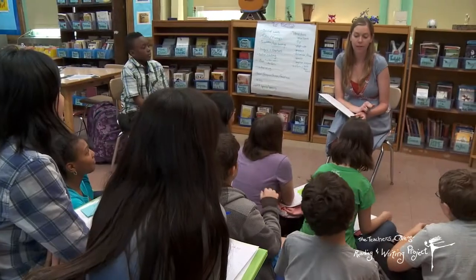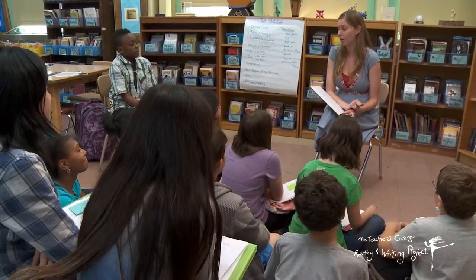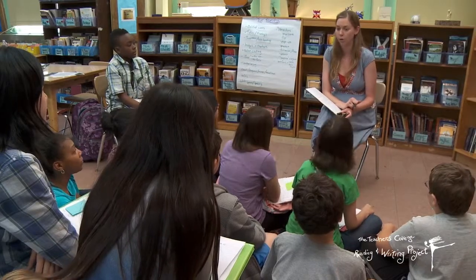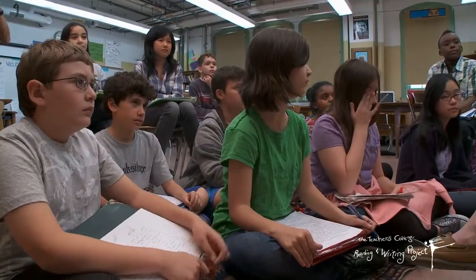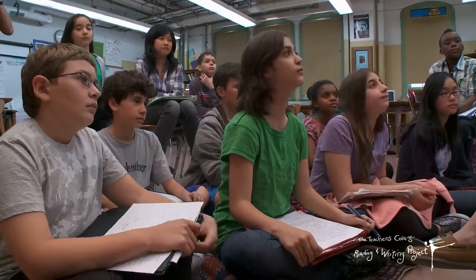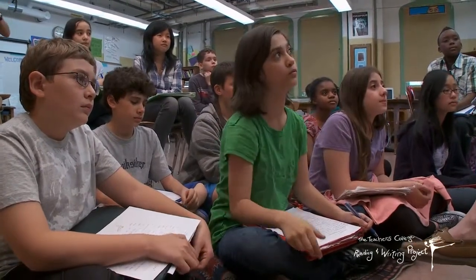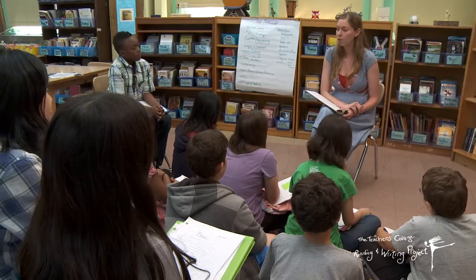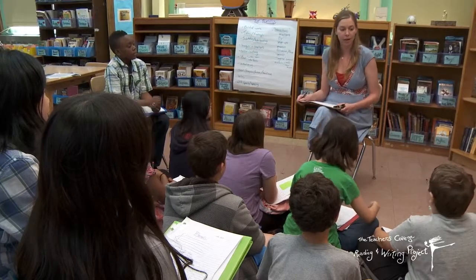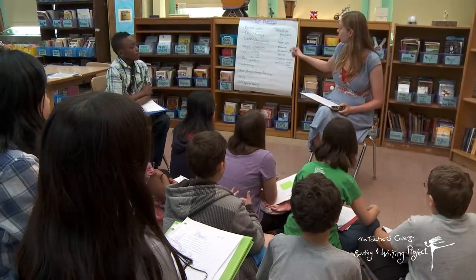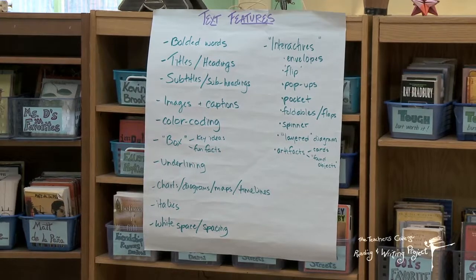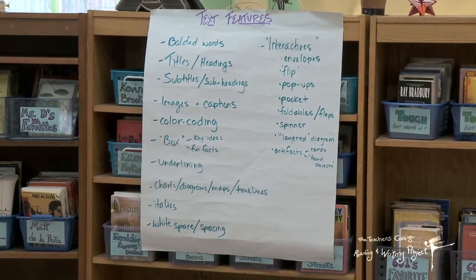So today I'm really excited that we're going to be working on our information books because we have done so much drafting and so much writing, and we're just about to get ready to really turn these into some beautiful pieces of work. And I was thinking about all of this work that we did when we were doing our information writing in science, and we made this chart about all of the different text features that we can use as we're writing an information book.